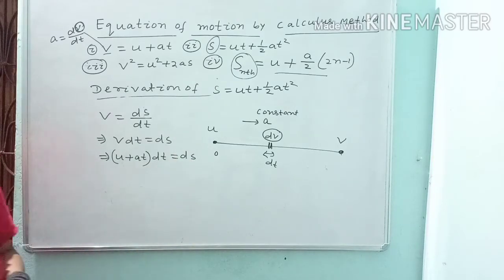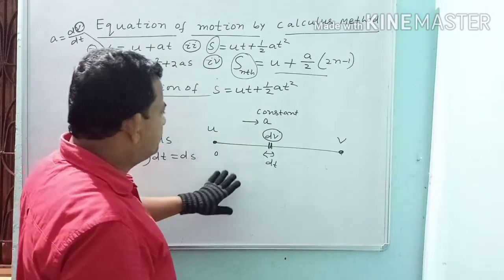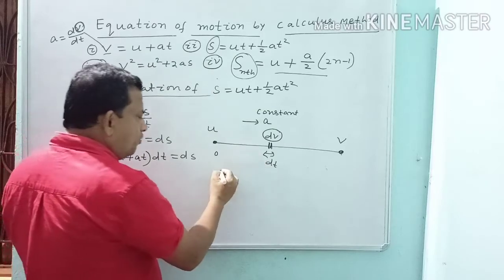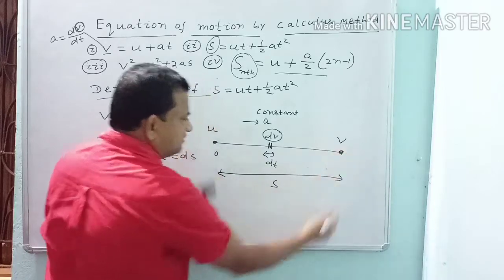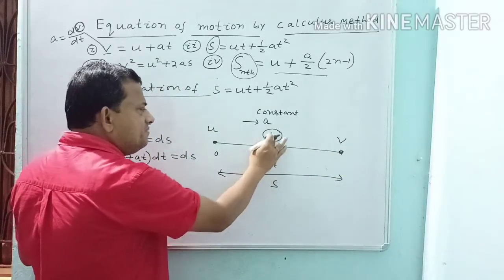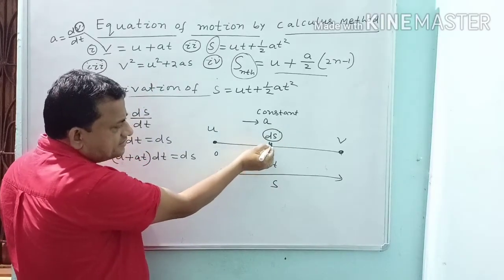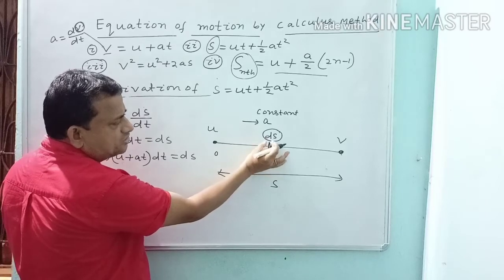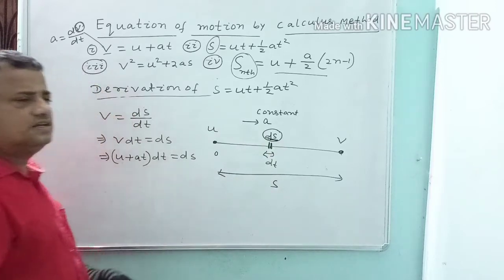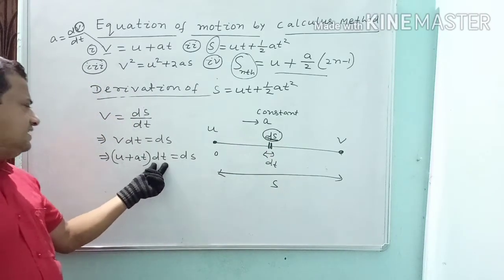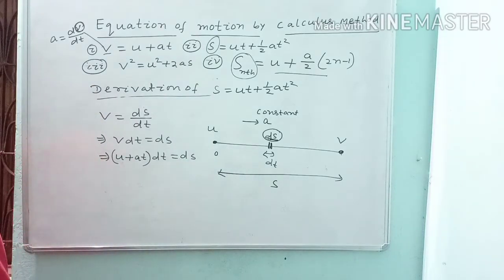What does it mean? You see, u is the initial velocity. In dt time, suppose this distance is s. In dt time, it covers a small displacement ds. I mean, in the time interval between these two close points, the very small displacement is ds. So in dt time, ds is the displacement covered by an object.